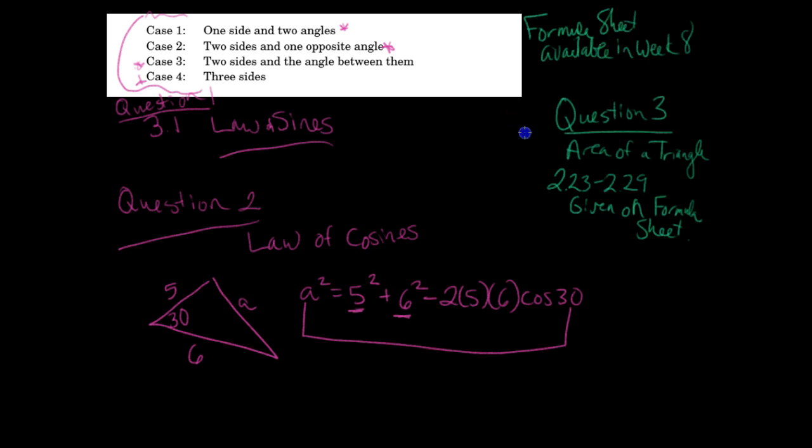Question 3 will involve area of a triangle. You will be given these formulas 223 to 229 to deal with the different cases depending on what kind of triangle you're given and what type of information. This is given on the formula sheet.